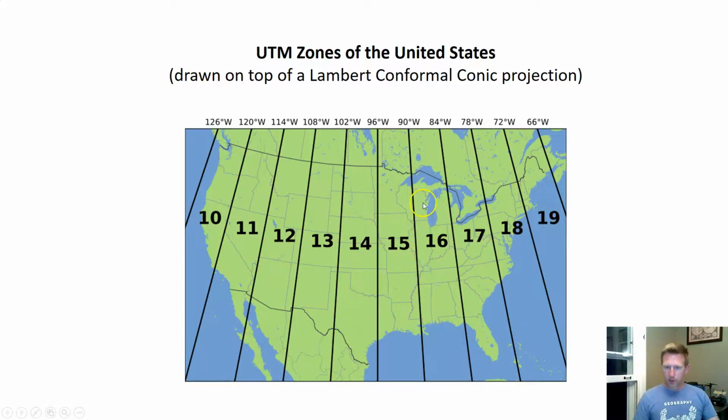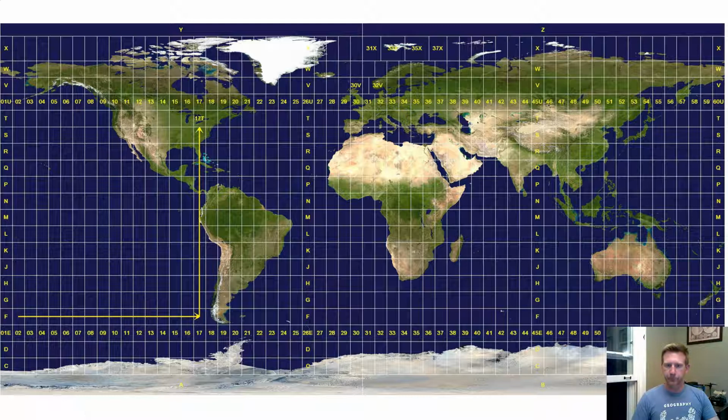This part of Illinois is in zone 16. UTM applies differently in the northern and southern hemispheres, so we're in 16 north technically. And you can see the different divisions across the United States going from zone 10 in the west coast to zone 19 by the time you get to Maine. This is a map of what that looks like globally.